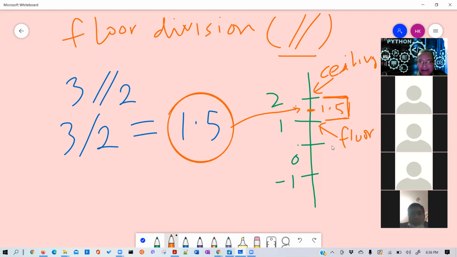The floor is 1. What's the ceiling? 2. Yeah, ceiling is 2. Very good. Yes, floor is 1, ceiling is 2, so it gives you the floor. Yeah, the integers that enclose the number. Very good, Shriyana. That's correct. What you understood is very correct.